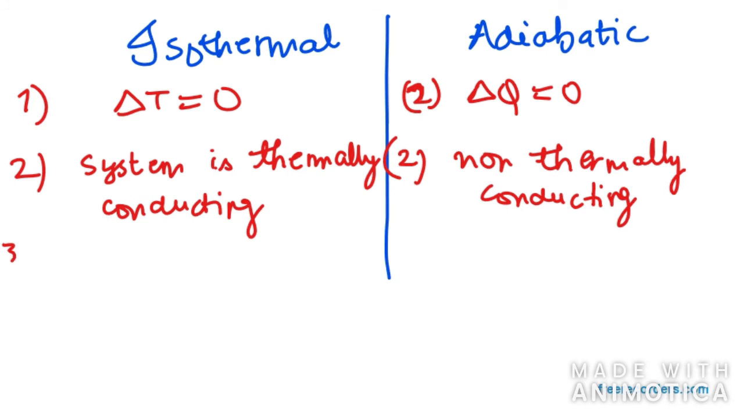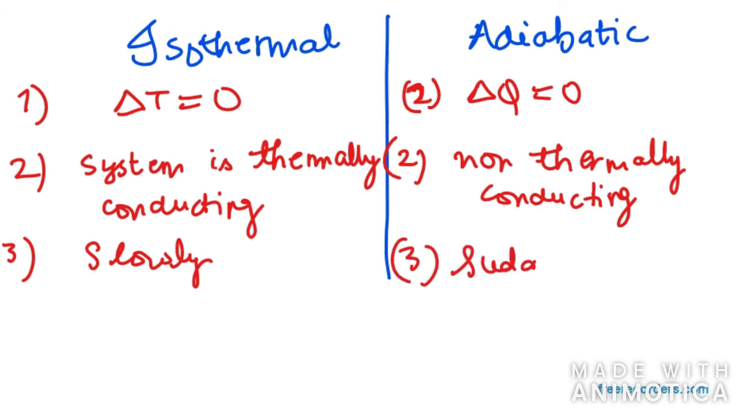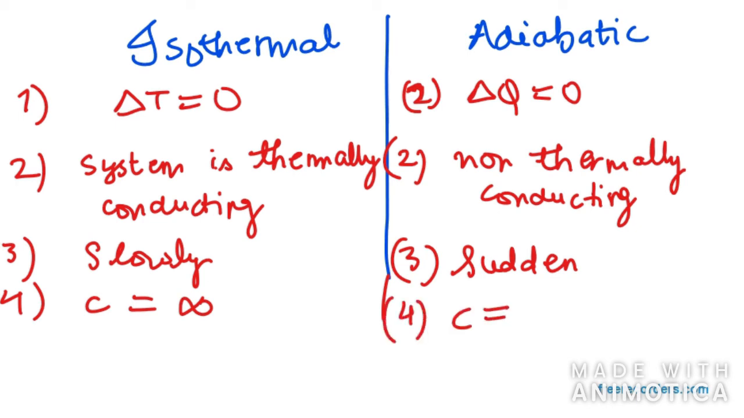Now the third one, in the isothermal case changes occur very slowly. In the adiabatic it is a sudden process. The last one, the specific heat in the case of isothermal is infinity and the specific heat in the case of adiabatic is 0. So this is the difference between isothermal and adiabatic.